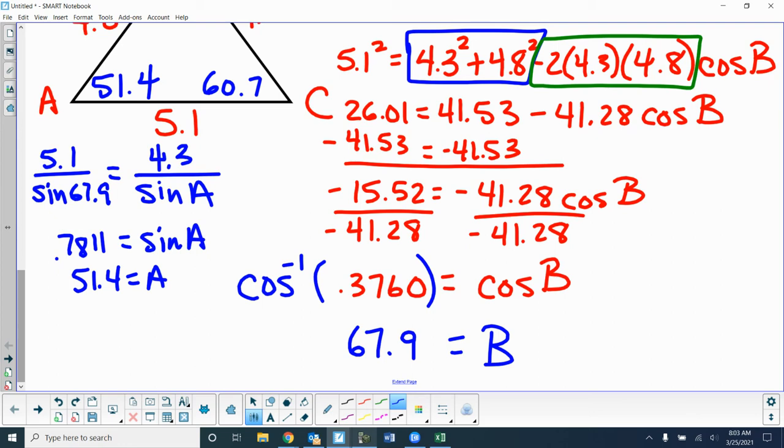Okay, number 5 is another side, angle, side one. So I gave you angle B, so we're going to find side B, and it comes out to be 40.1. And then we're going to find angle A because it's the smaller of the two. And I got 39.97, so I should have made it a 40. We're going to tenths.